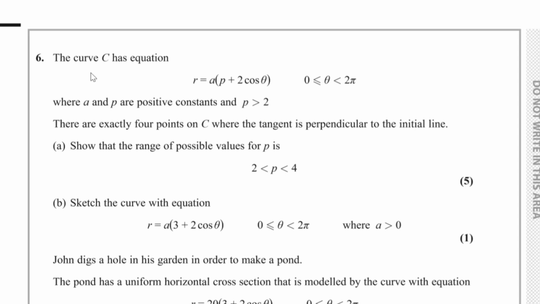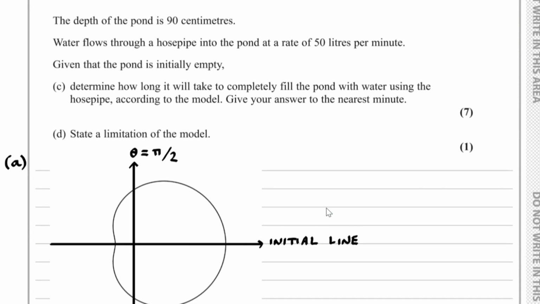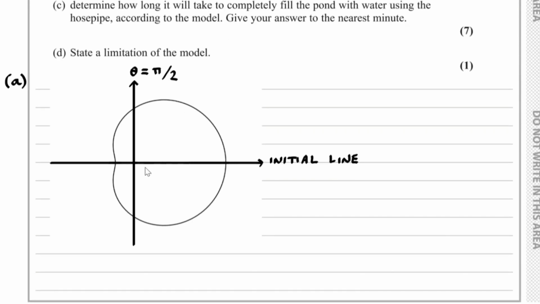Question number 6. The curve C has equation r equals a lots of p plus 2 cos theta, where theta is in between 0 and 2 pi. a and p are positive constants and p is greater than 2. There are exactly 4 points on C where the tangent is perpendicular to the line. We have to show that the range of possible values for p is 2 less than p less than 4. Now here I've drawn a quick sketch of the polar curve.